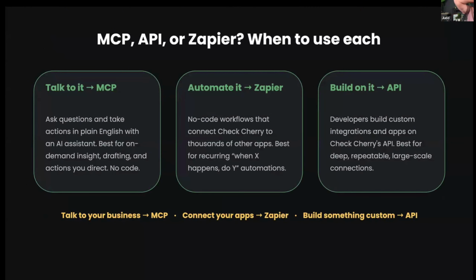Matt had a good idea, which was to include a slide about the differences between these. There are different ways to integrate Check Cherry right now. Today we're talking about the MCP server, the AI assistant. We've done stuff on Zapier in the past, which is a no-code, when this happens, do this type of tool, and you can connect a lot of different apps. It's really cool. And then we also have an API, and we had to create the API in order to do the MCP server. Matt did a lot of work on that. It's awesome, and we'll be covering more of that in the future.